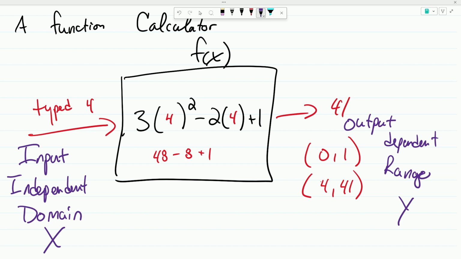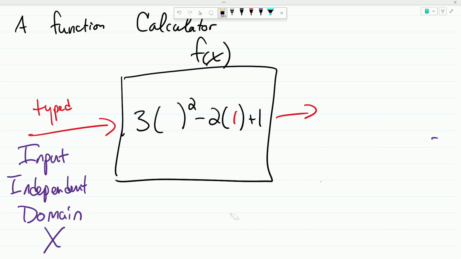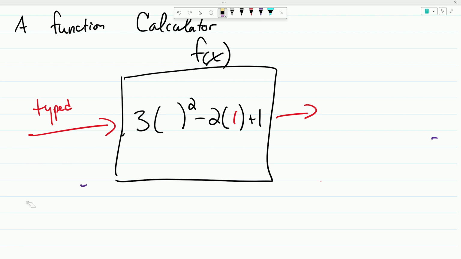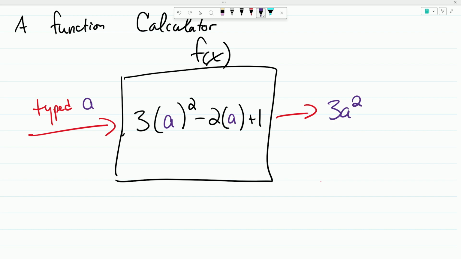Going back to our calculator here, sometimes in our function calculator, I'm just going to erase everything here. Instead of numbers, you could get even crazier. Instead of numbers, you could put in letters. Like you typed in the value A. A will come down and go into our calculator. And since we don't know what A is, the output will be 3A to the second minus 2A plus 1.